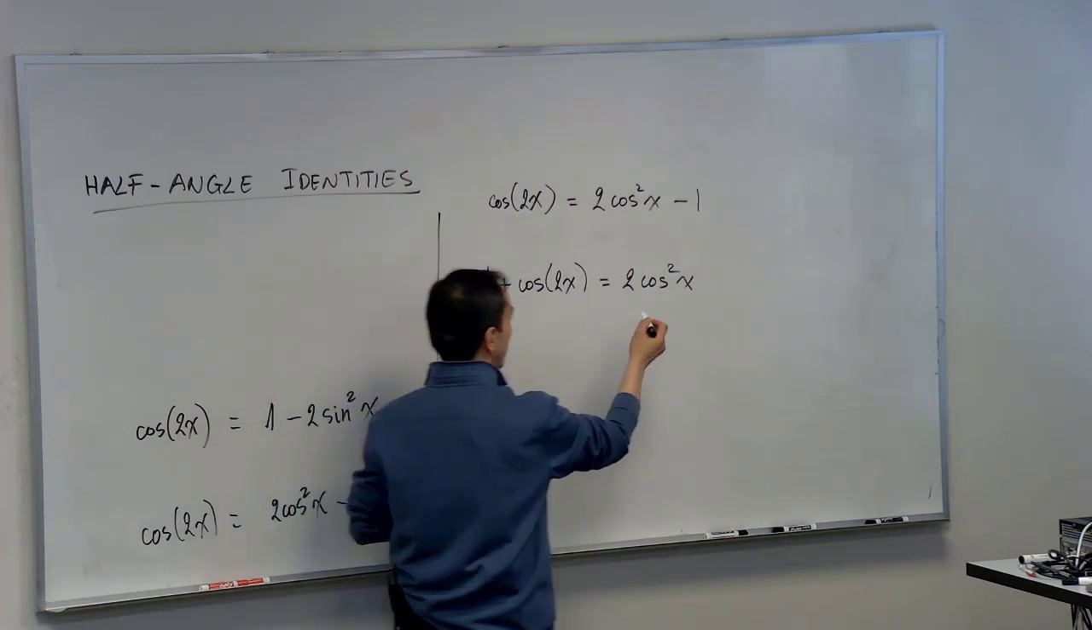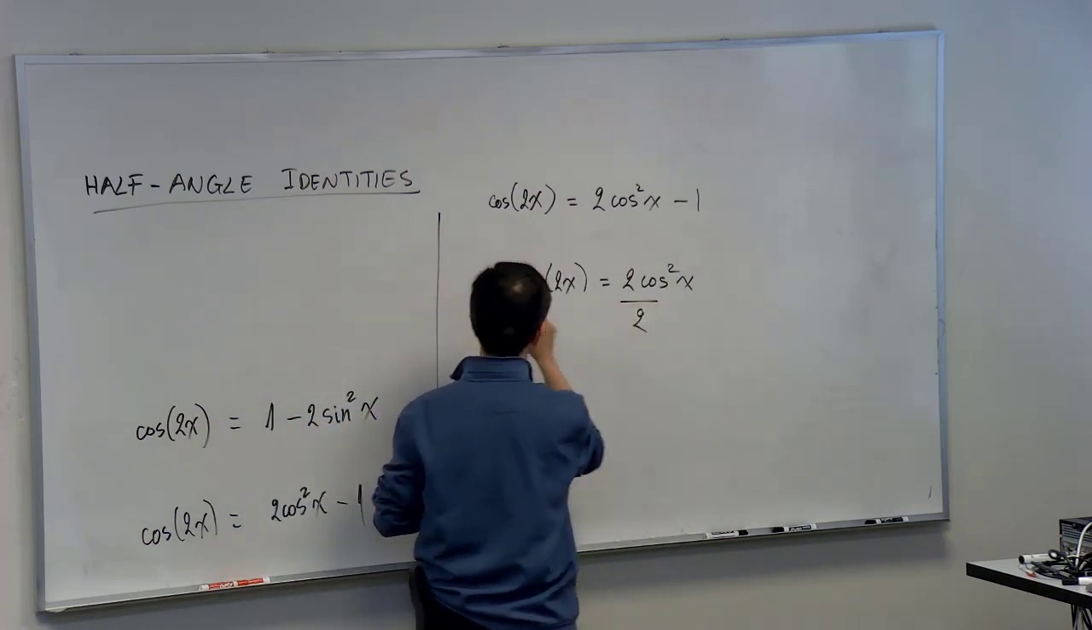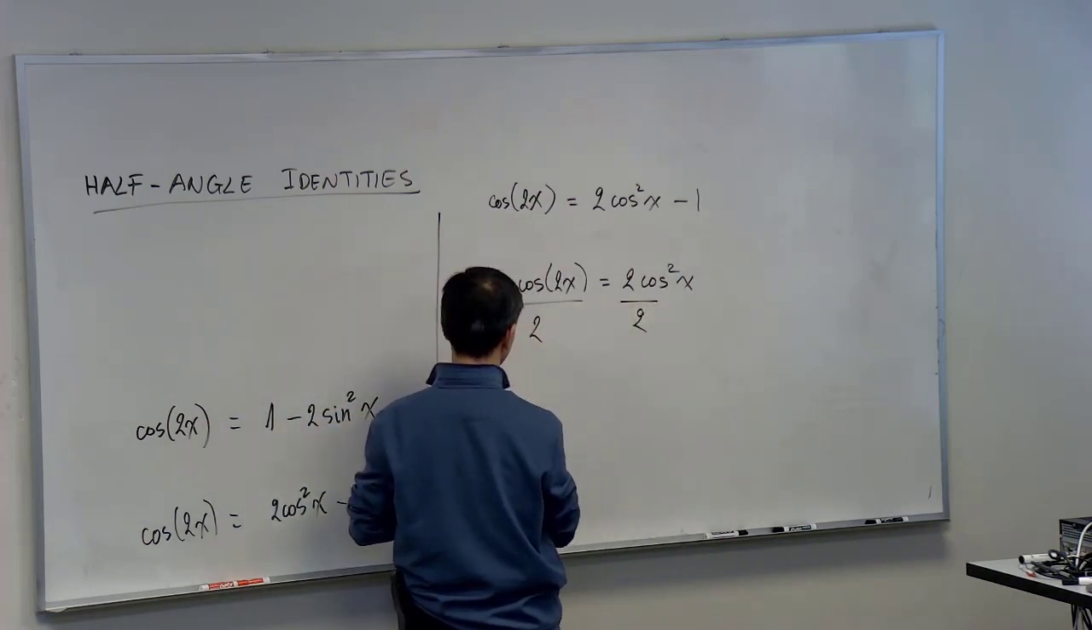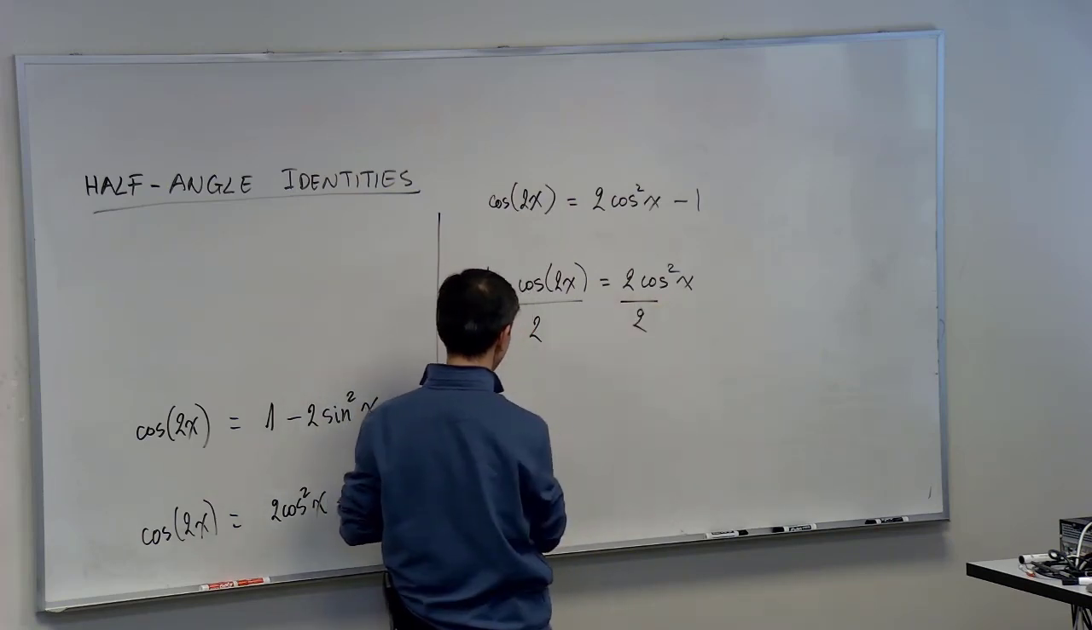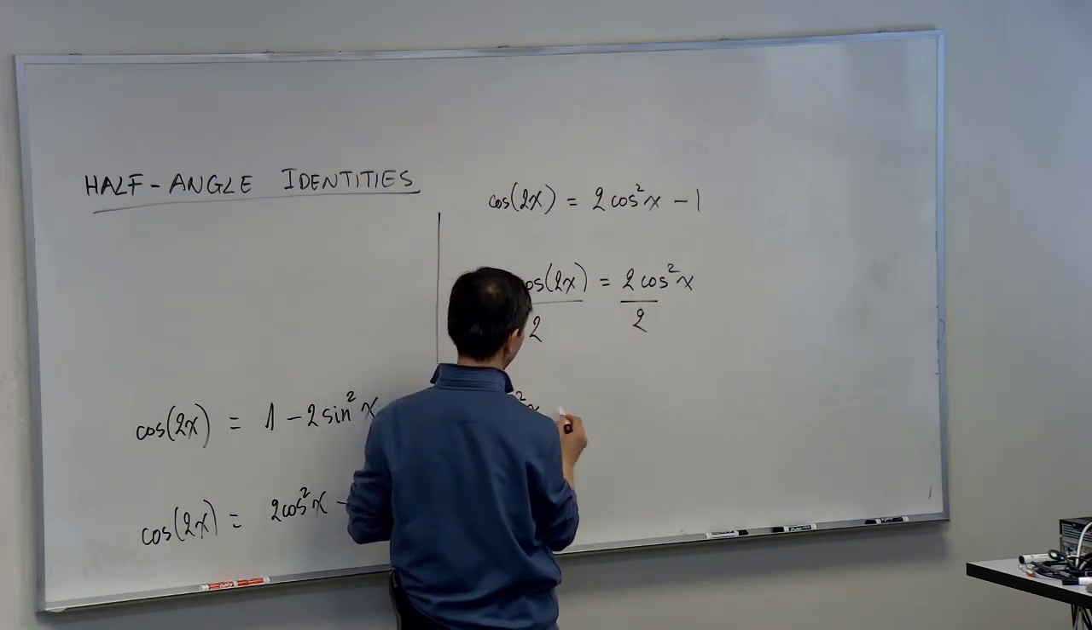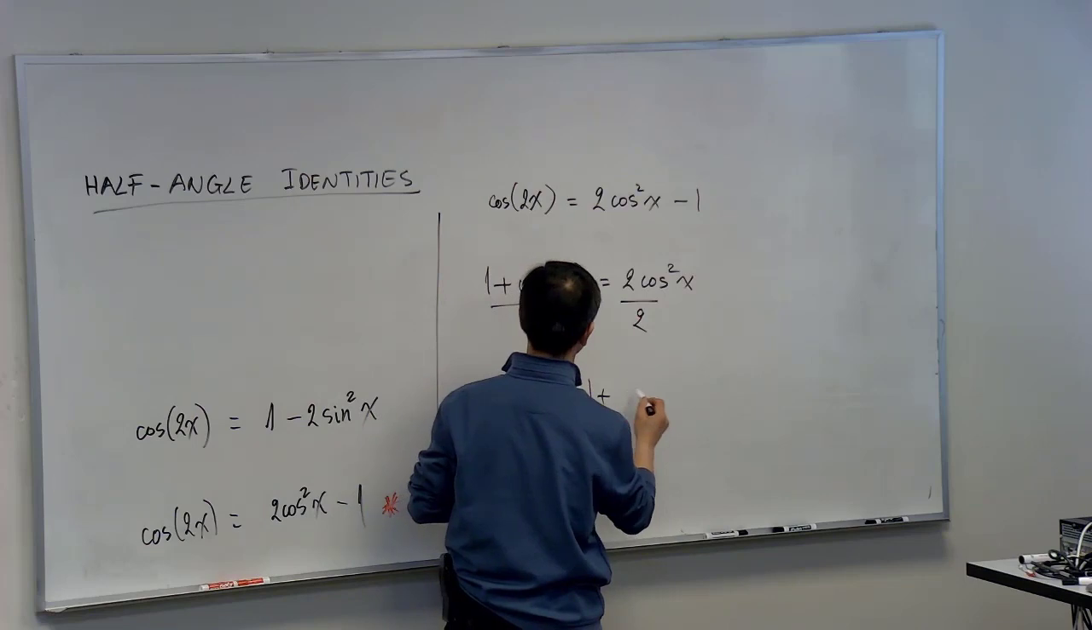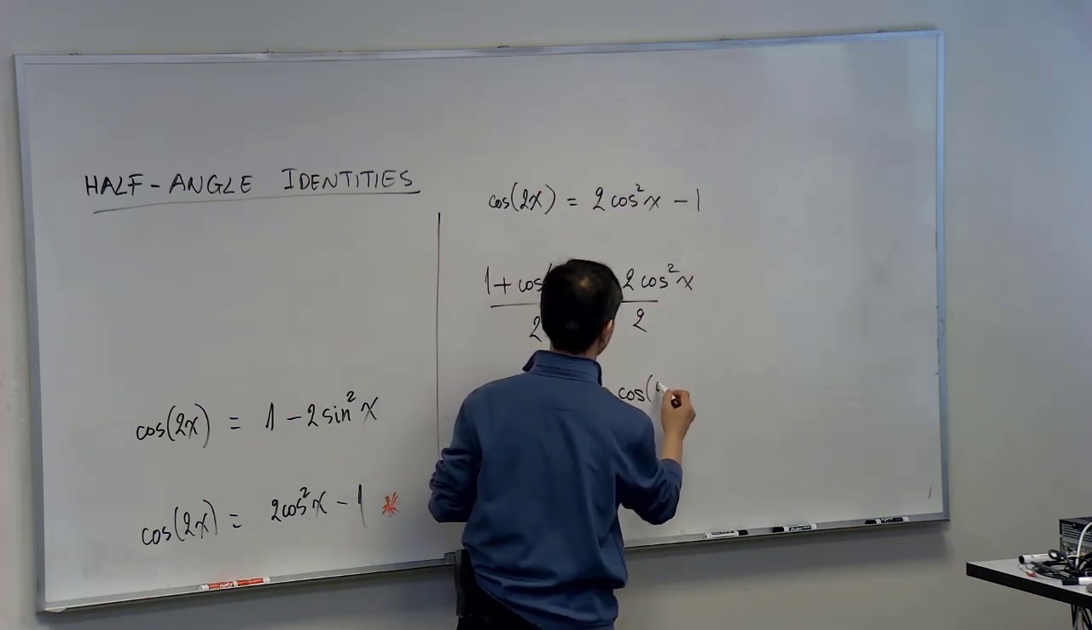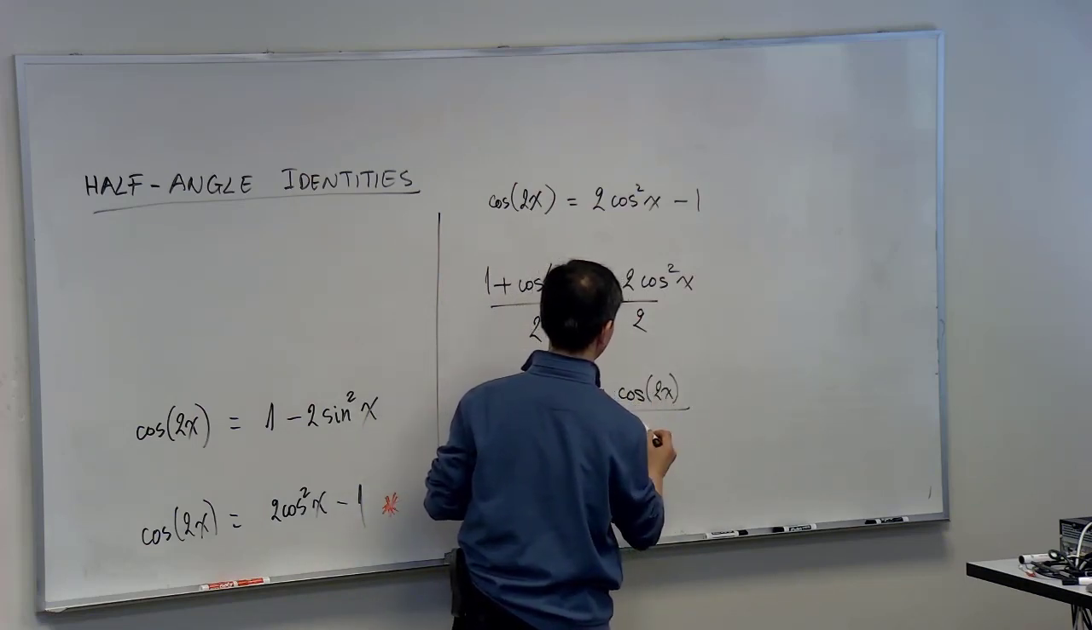And then I'm going to divide both sides by 2. I like to write this term on the left-hand side, so cosine squared of x will equal 1 plus cosine of 2x all over 2.